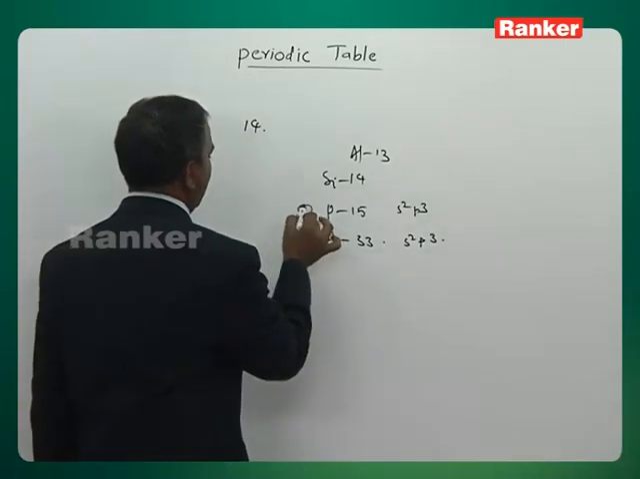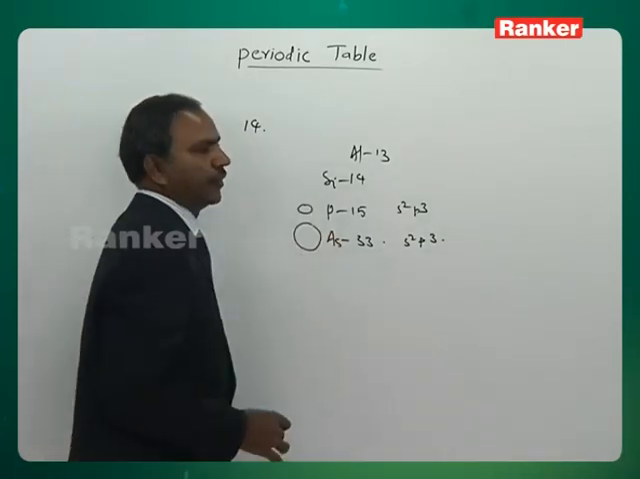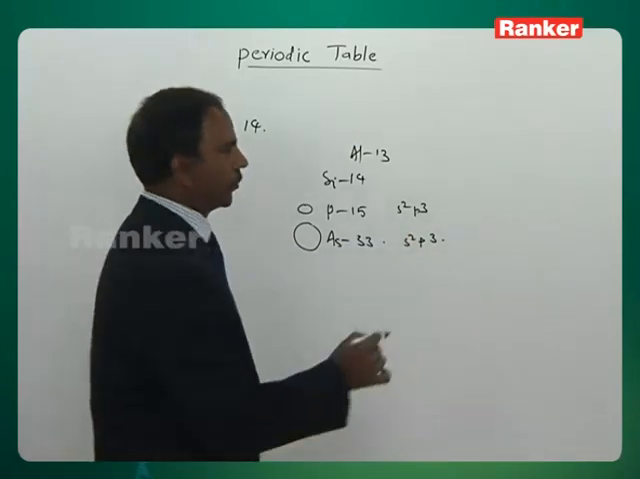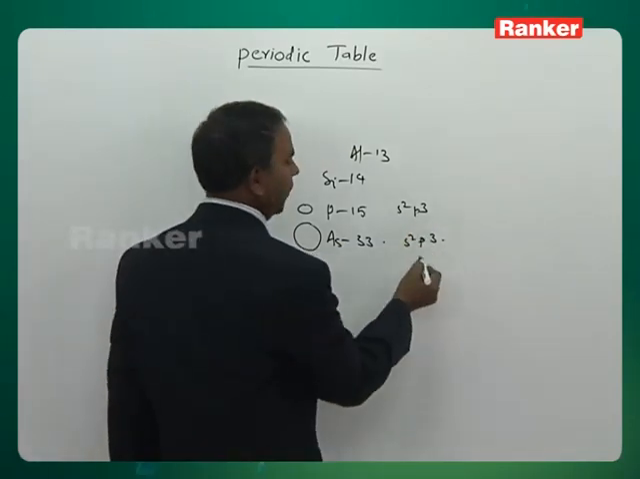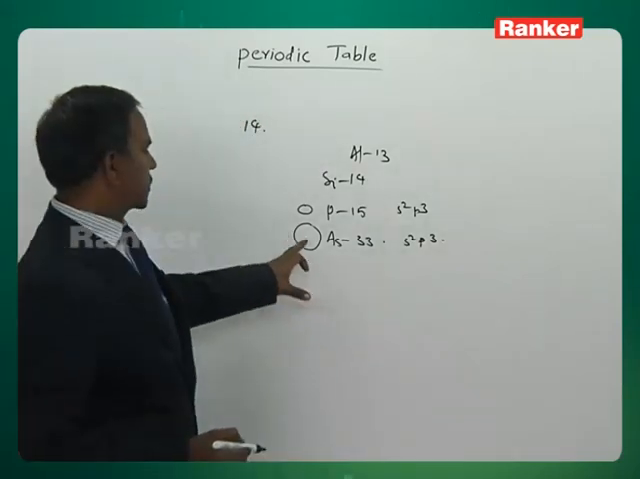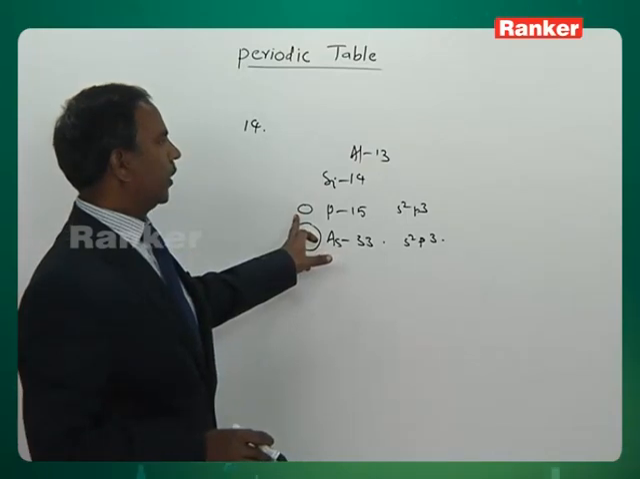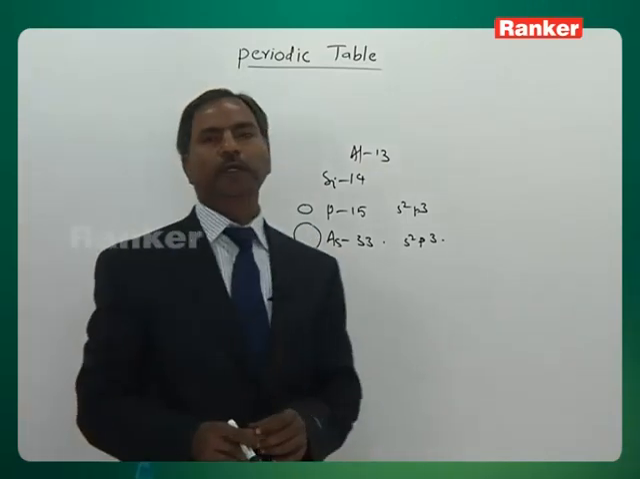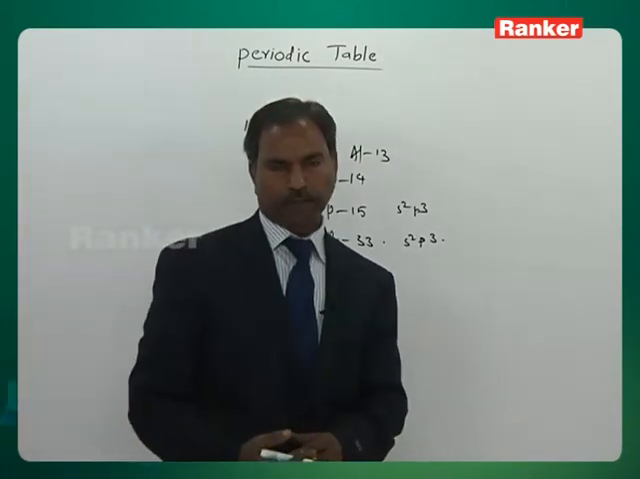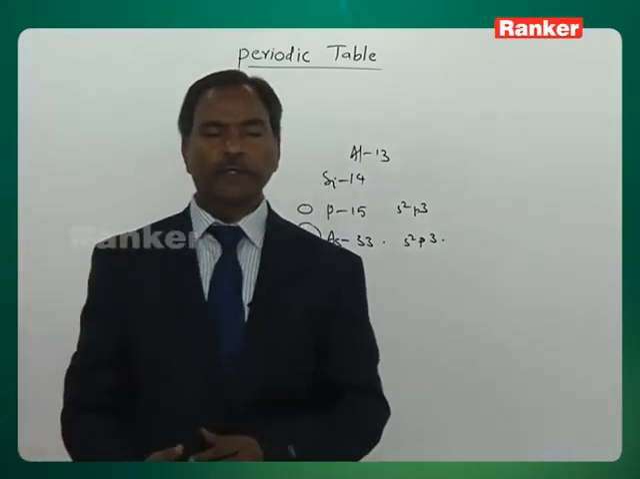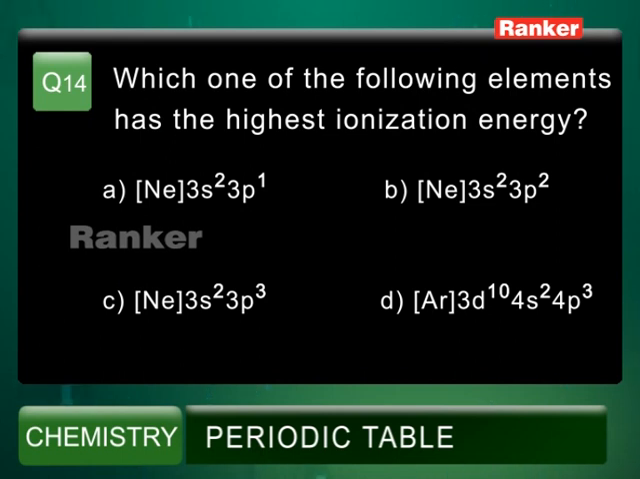But from phosphorus to arsenic, the size is increasing. Yes, we agree. Both have the same stable s2p3 electronic configuration, but in comparison to phosphorus, arsenic is bigger in size. Therefore, the first IP of phosphorus will be very high among these. Therefore, which one of the following elements has the highest ionization energy? Question number 14, answer is C. This is phosphorus.